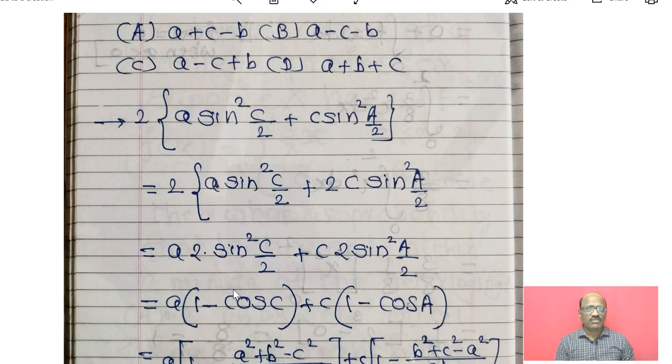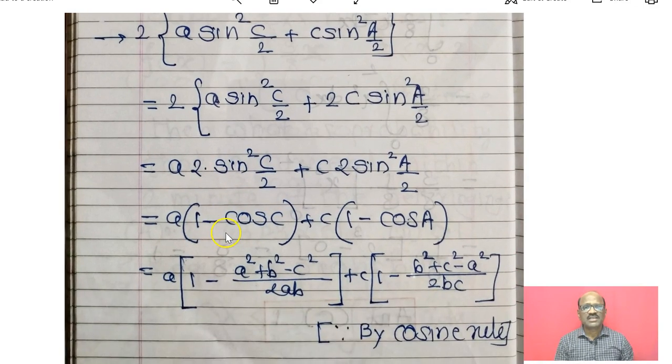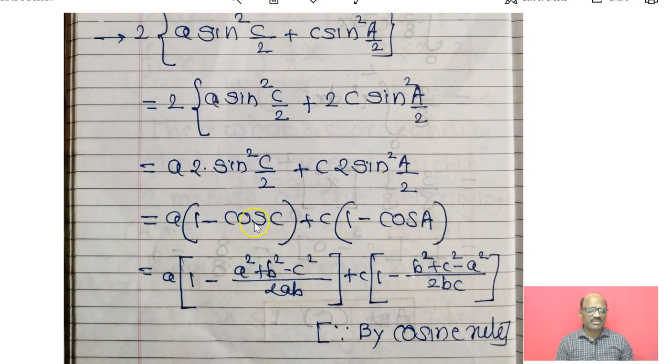What is the value? By the formula, 2 sin square c by 2 is nothing but 1 minus cos of c, and 2 sin square a by 2 is 1 minus cos of a. Now substitute the value of the cosine formula: cos of c is equal to a square plus b square minus c square upon 2ab, and cos of a is b square plus c square minus a square upon 2bc, that is the cosine rule. Simplify, then you will get the answer.